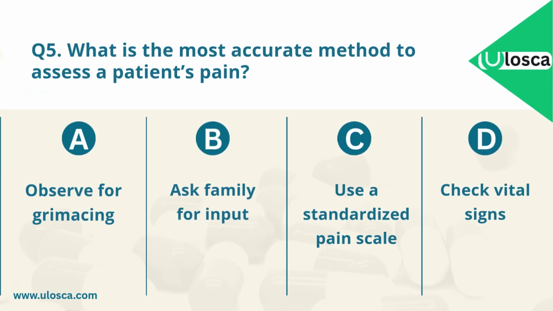Question 5. What is the most accurate method to assess a patient's pain? A. Observe for grimacing. B. Ask family for input. C. Use a standardized pain scale. D. Check vital signs. Which one is the correct answer?